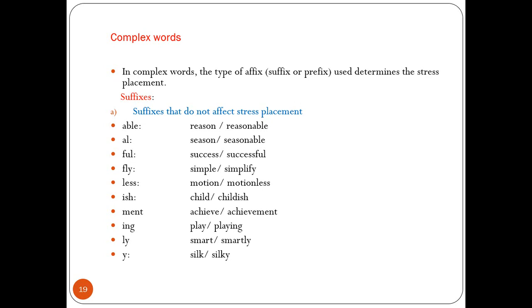Success, successful, nothing happens, okay. And then we have simple, simplify, so it is the first syllable which is stressed. Motion and motionless, child, okay.